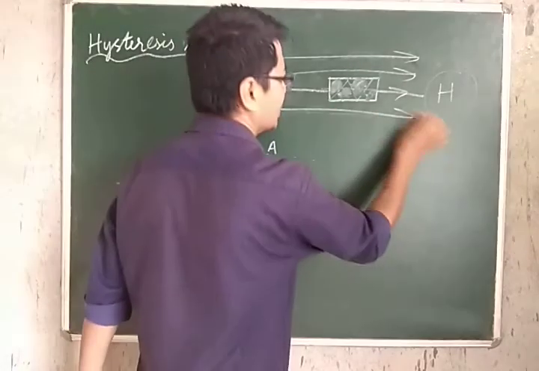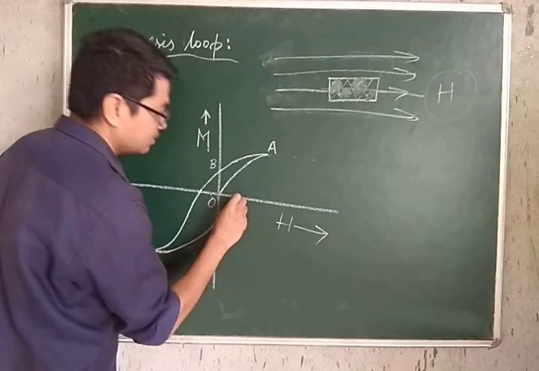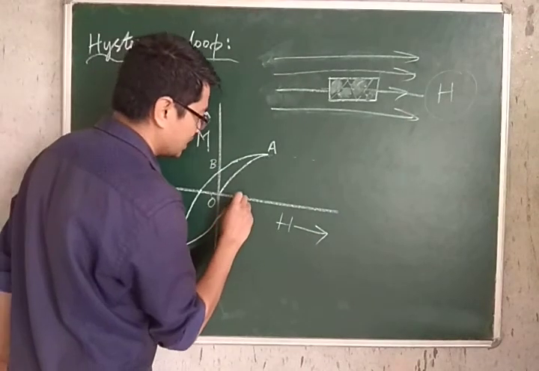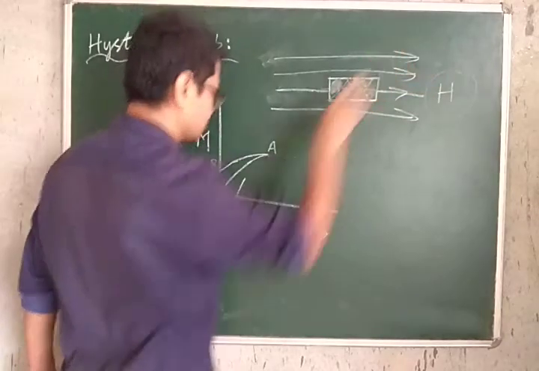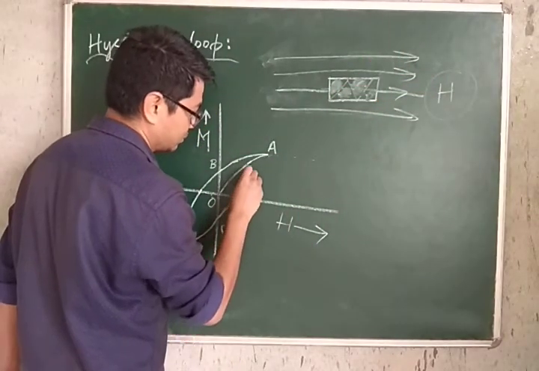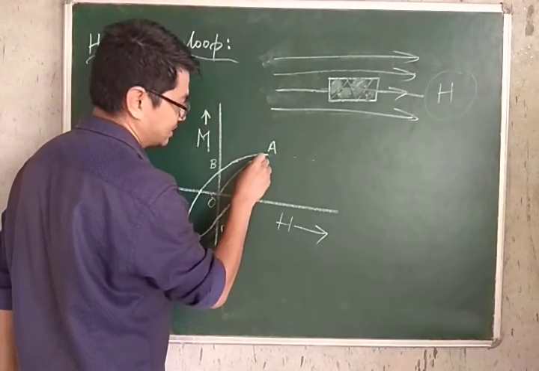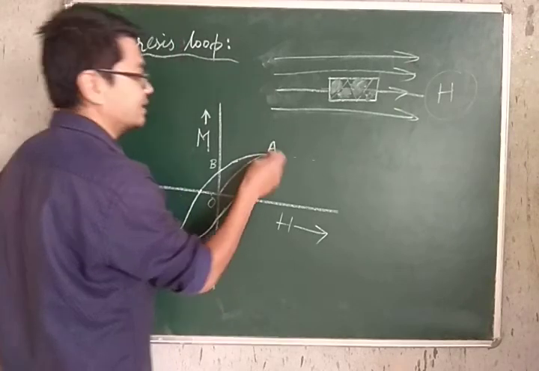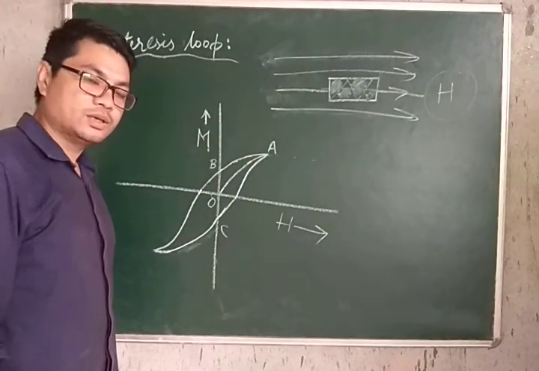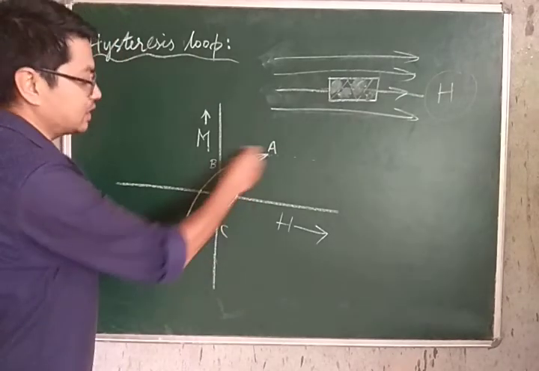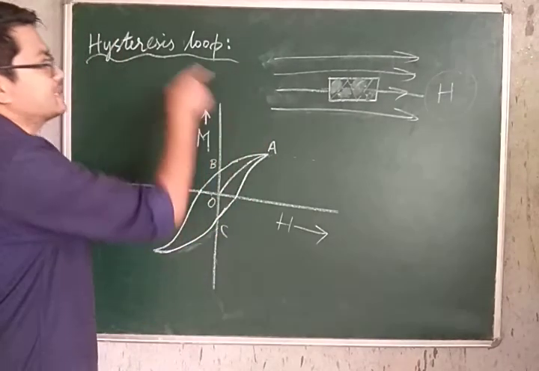Then you further go on increasing H. I don't know what kind of a person you are. Alright, you are not satisfied with anything. So you go on increasing H in this direction. You go on increasing H. The intensity of magnetization also increases and again reaches saturation. Okay, so this curve is what is called a hysteresis loop.